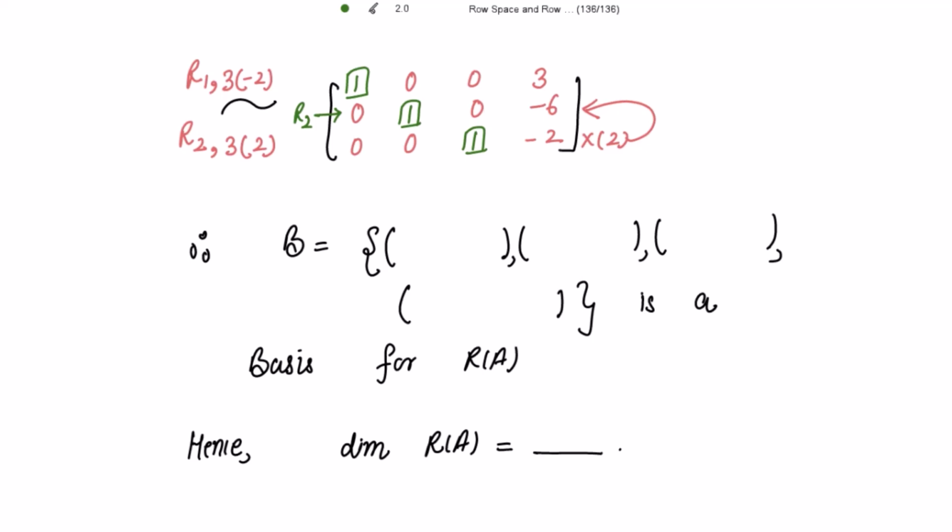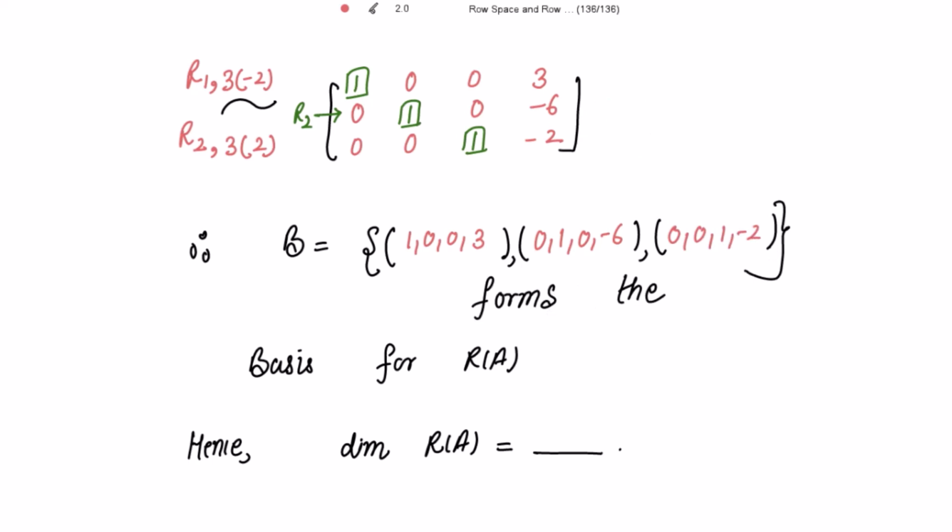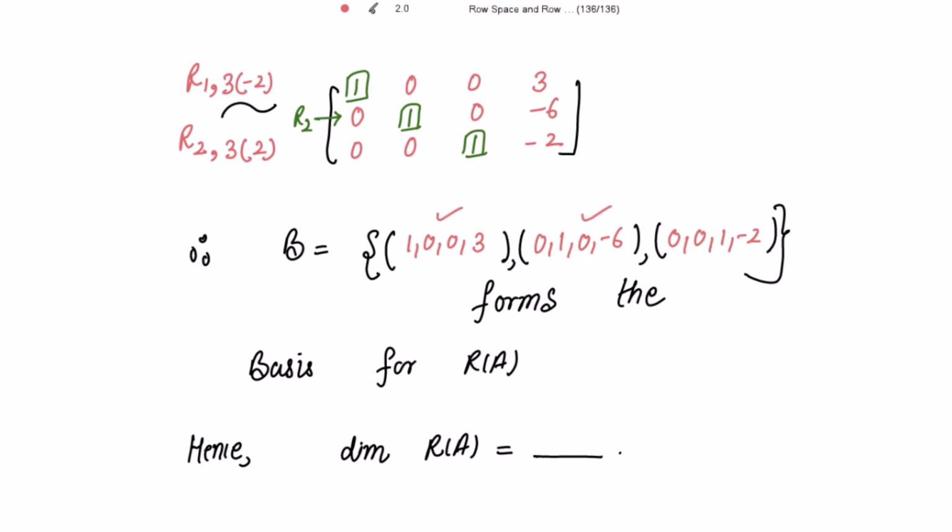So therefore, what is the basis? From the first row we get 1, 0, 0, 3. From the second row we get 0, 1, 0, minus 6, and from the third row we get 0, 0, 1, minus 2. So these form the basis for the row space of A. How many elements are present in the basis? 3 elements, right? 1, 2 and 3. So the dimension of the row space of A is 3, right?